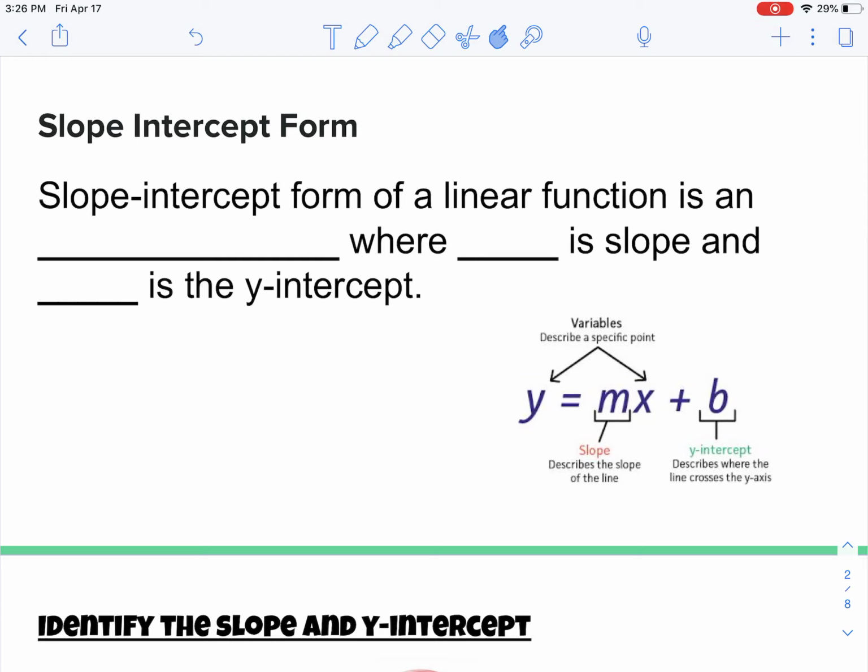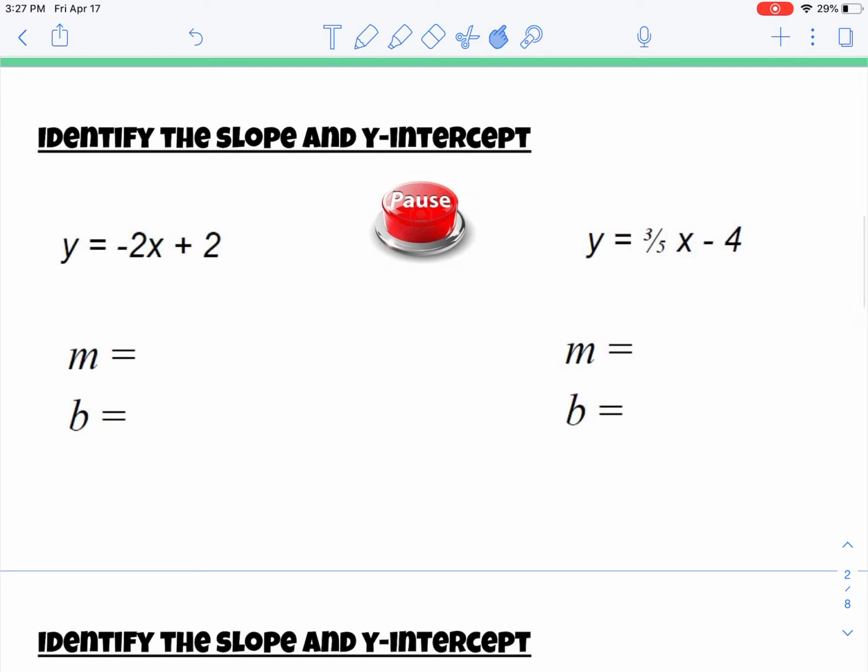Now, remember that the slope-intercept form of an equation of a linear function is actually an equation, okay? And it's where m is the slope and b is the y-intercept. So just like what I have here in this one, my variables are x and y, but the slope is special to me because it is the m and the b is the y-intercept, okay? So what does that look like?